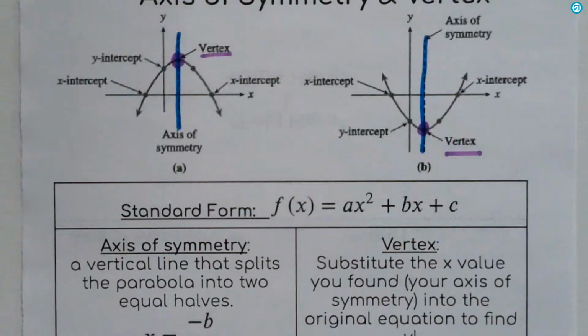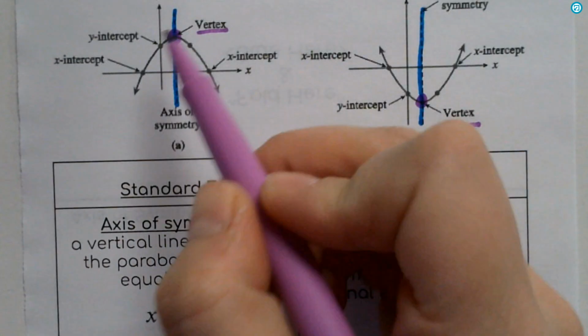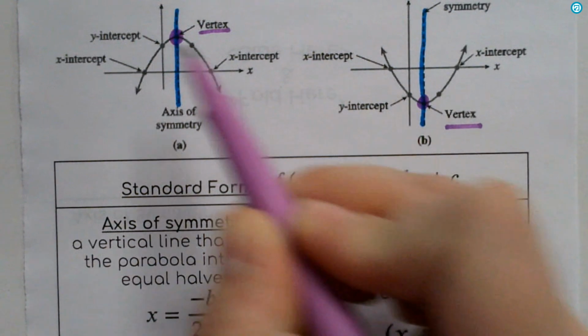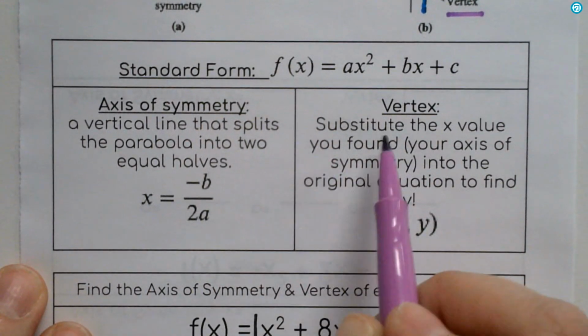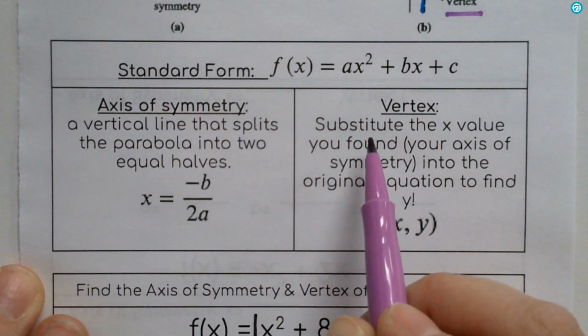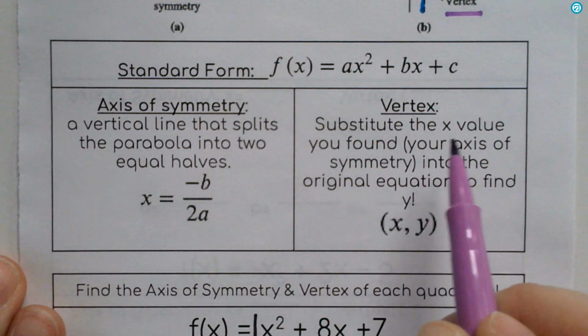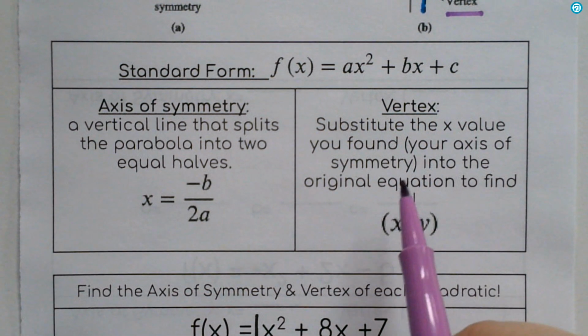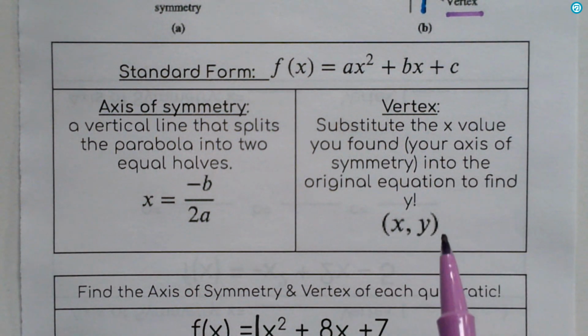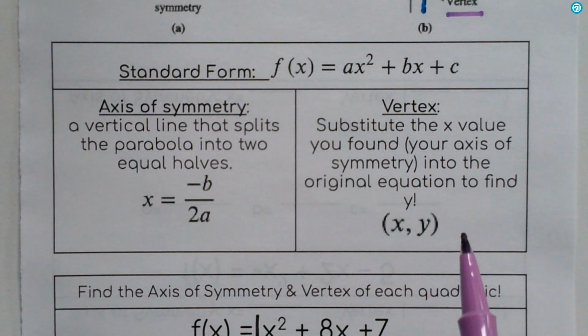So our vertex is always going to be on our axis of symmetry because it's always going to be right in the middle. So how we find our vertex is we substitute, or just plug in, the x value that we just found, which is our axis of symmetry, into the original equation, and then we just put it in the calculator and solve for y.